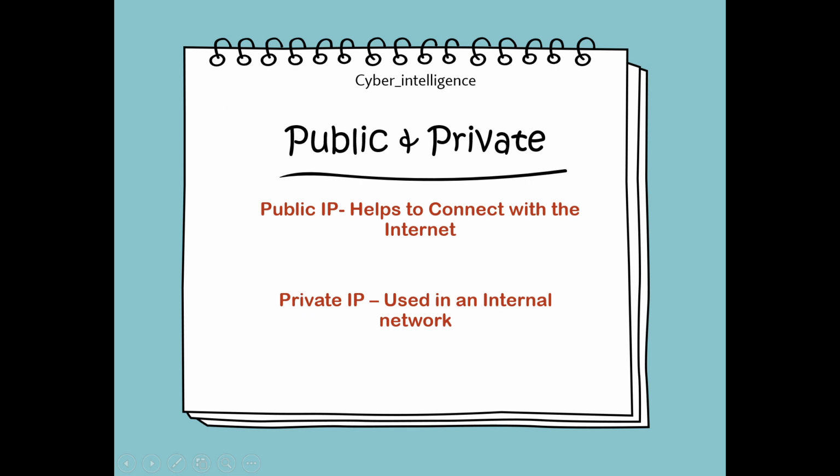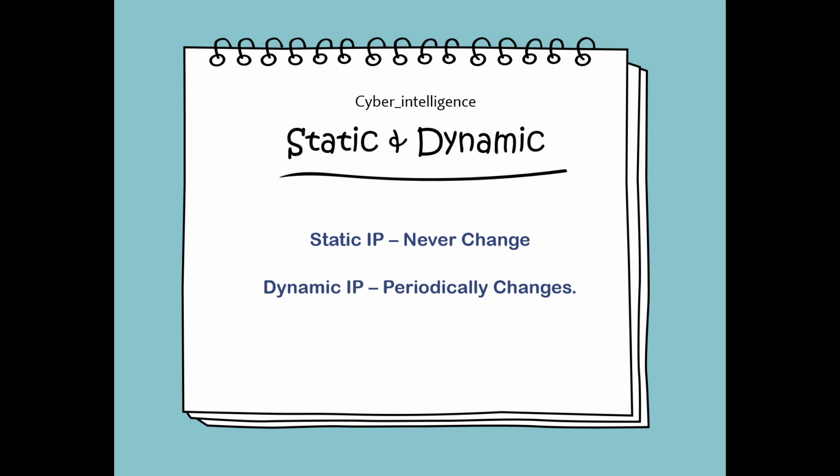Let's move. Public and private. There are two types, public and private. What is a public IP? Mostly, a public IP is used for connecting with the internet, and a private IP is connected with the internal network, meaning your office and things like that. Let's move. Static and dynamic IP. Static IP means it never changes, and dynamic IP means it changes periodically.